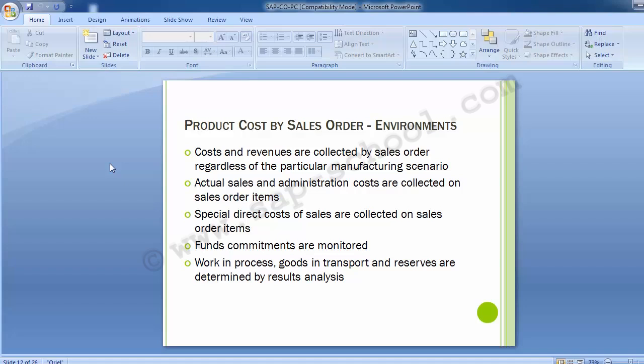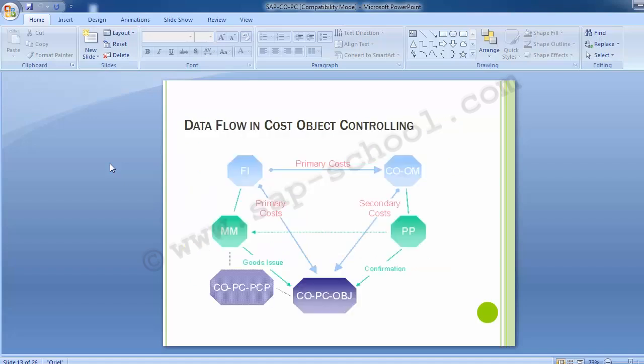There are different cases where product cost by sales order is used, like when you are producing in-house with reference to a sales order in a complex make to order environment. Another case is when you purchase merchandise with reference to a sales order and resell the merchandise to the customer. And the third case is when you perform services on the basis of sales order. So these are some of the scenarios where product cost by sales order is used. These were the three different types of cost object controlling that we discussed: product cost by period, product cost by order, and product cost by sales order.